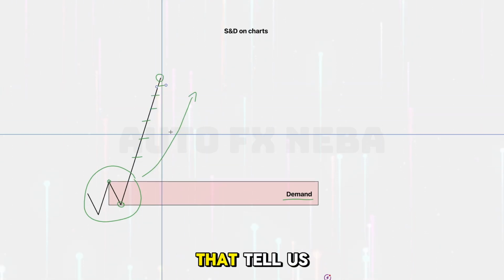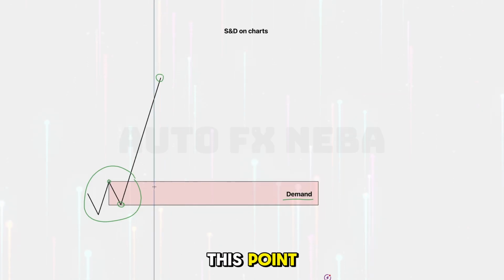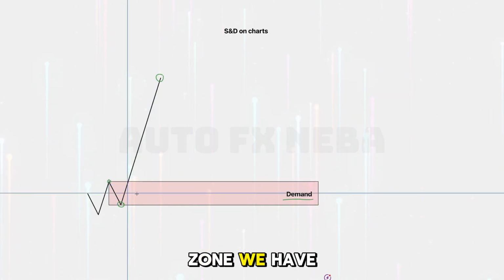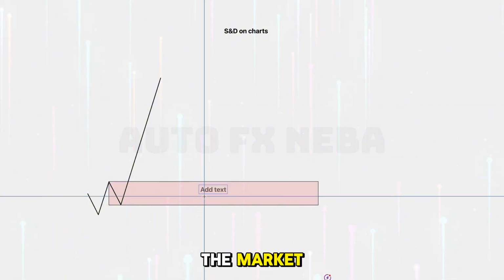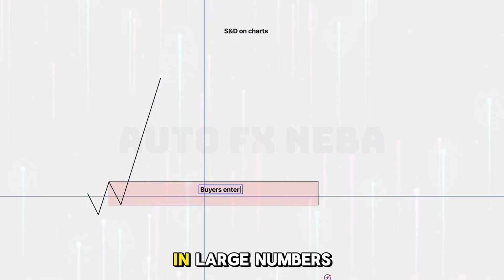All right. So what does that tell us? Well, it tells us that at this point, specifically the demand zone we have marked, this is where buyers stepped into the market in large numbers.